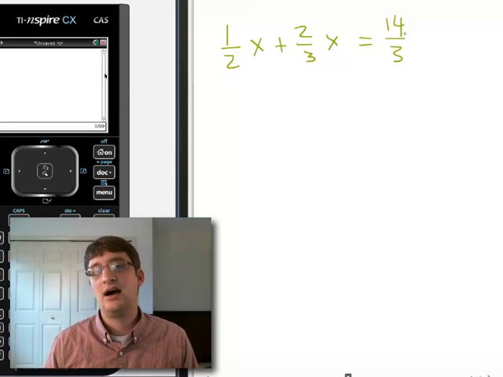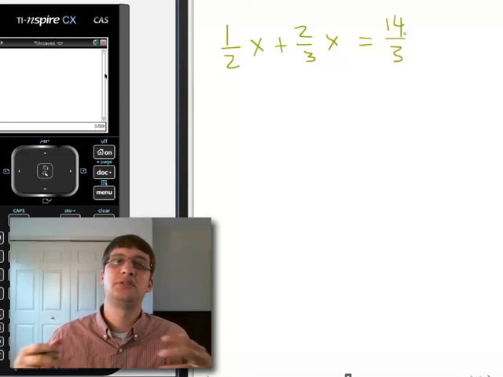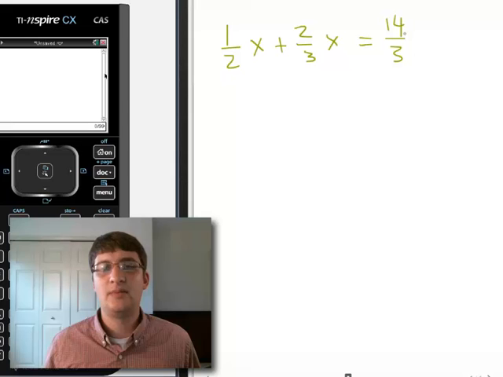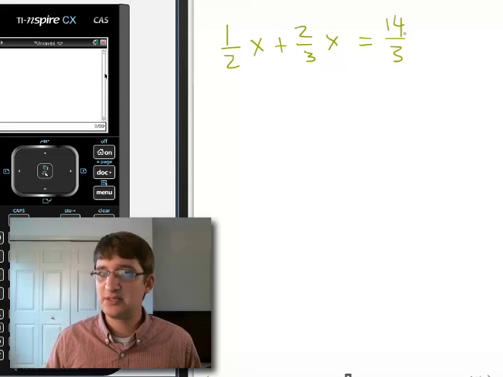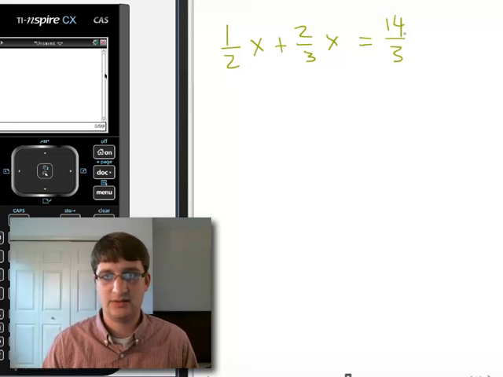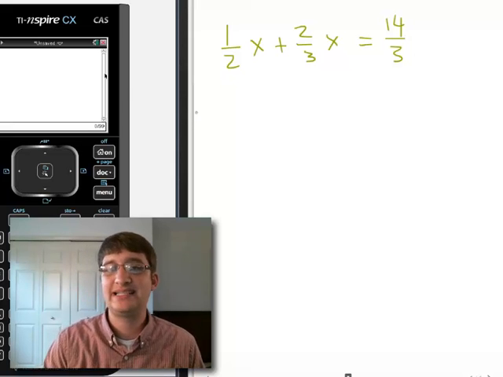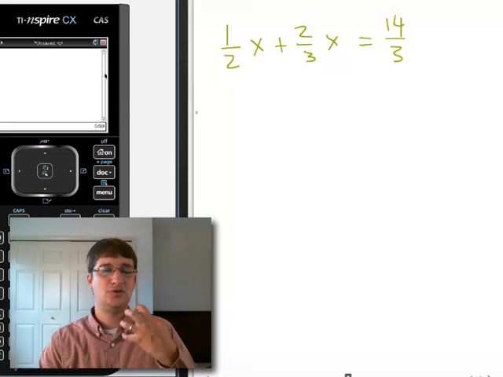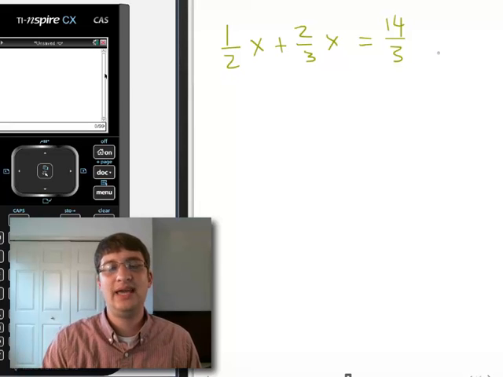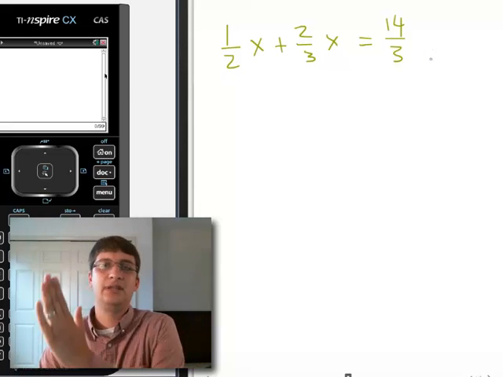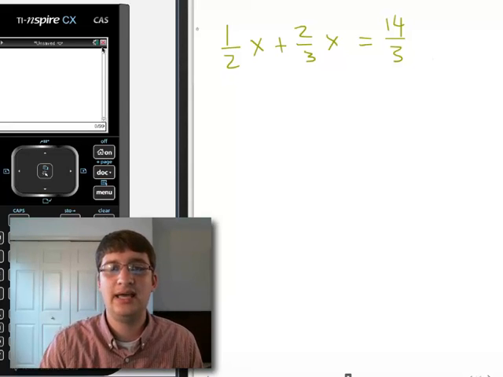To do that, look at all the fractions you have in your problem and look for a common multiple between the fraction denominators. If you look at 2 and 3, a common multiple between 2 and 3 is going to be 6. If you multiply every single term in this equation by 6, you are going to lose all of your fractions. So again, get a common multiple and then just multiply everything in the equation by that common multiple, and that will result in getting rid of your fractions. So let's go ahead and do that.